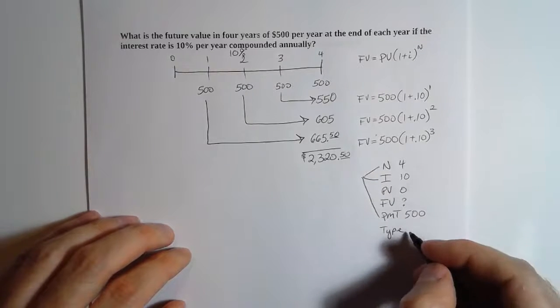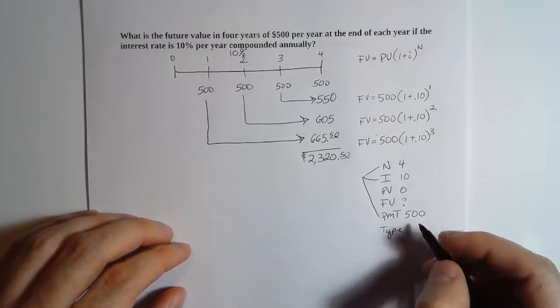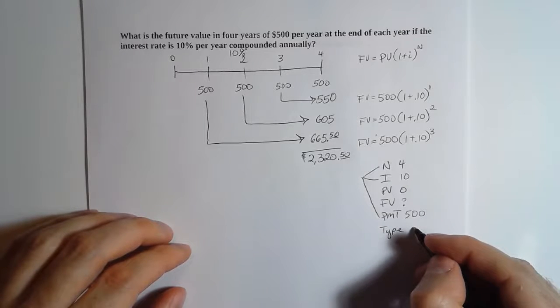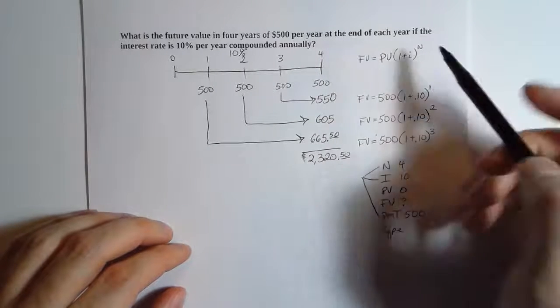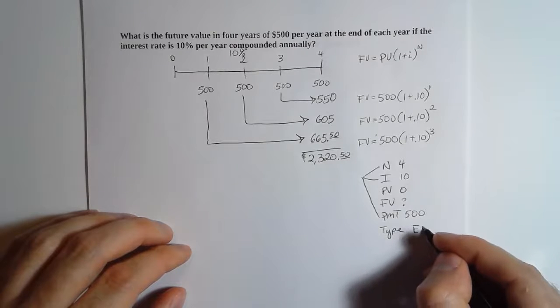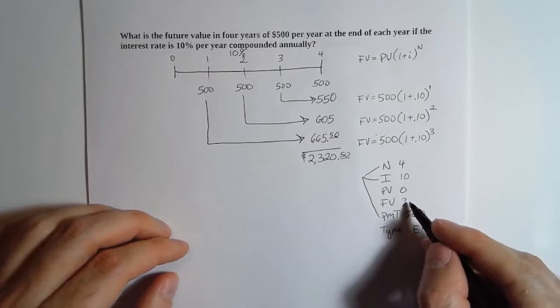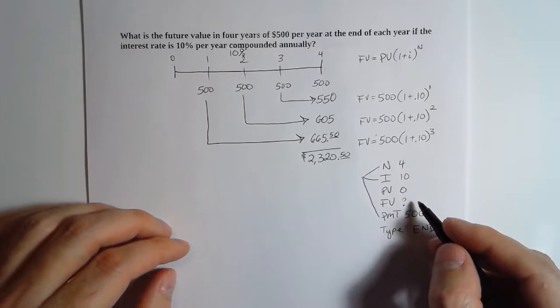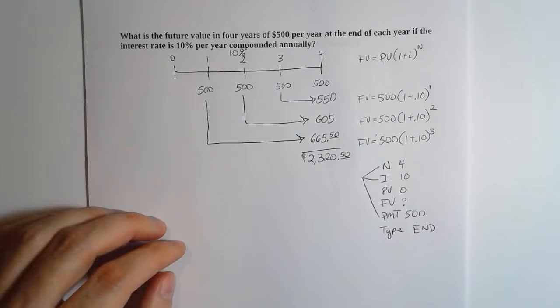And in this case, because we do have an annuity, the type of annuity does matter. So for this problem, because it is a cash flow of $500 per year at the end of each year, it is an ordinary annuity, and therefore the type here is end. So in that case, you should be able to solve for the future value by going down to the future value line, hitting the alpha key, and then hitting enter. I'll give you a moment to do that.